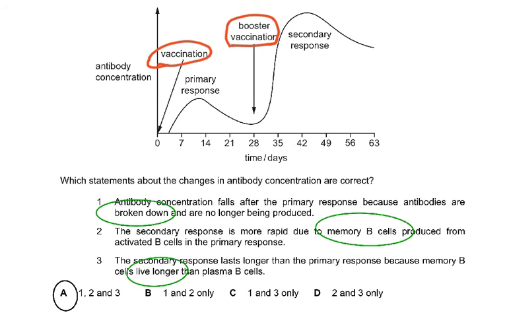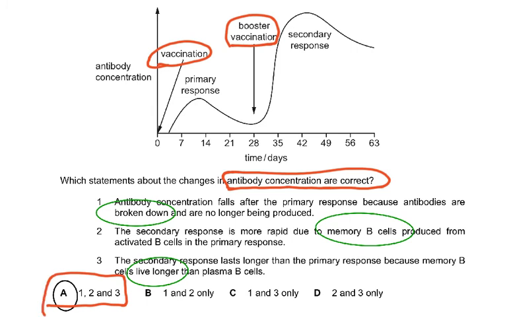they stop being produced. Secondary response is more rapid due to memory B cells produced from activated B cells in the primary response. And the secondary response lasts longer because memory B cells live longer than the plasma B cells. So yes, all of these three are correct. And that is what you have to understand, which statements about changes in the antibody concentration are correct. So the answer to this was, of course, A, which is 1, 2, and 3.